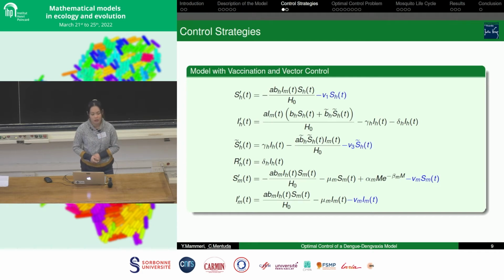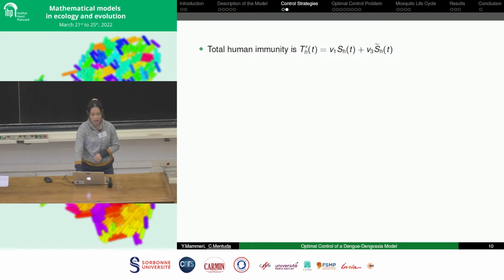And we put V1SH and V3SH, meaning the vaccination of primary susceptible and the vaccination for the secondary susceptible. So with these control strategies, we denote the total human immunity to be V1SH and V3SH, or the primary and the secondary. They are the immune human. And for the vector control, we have the VMSN.